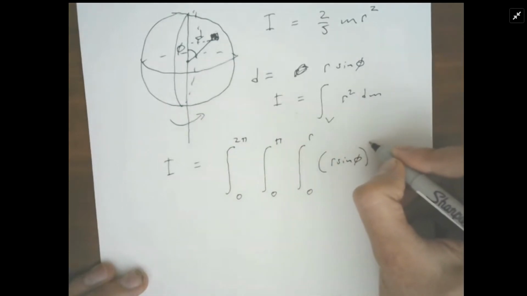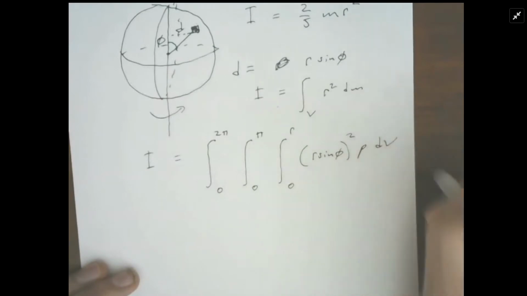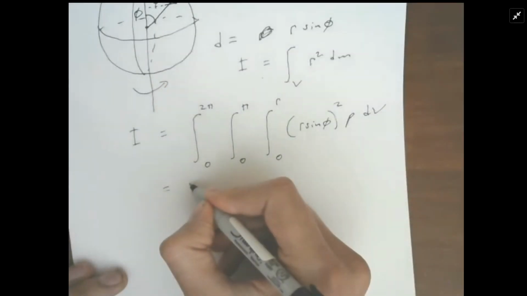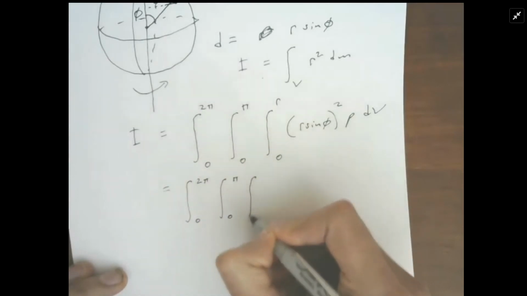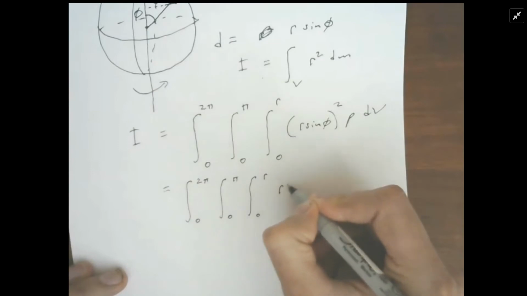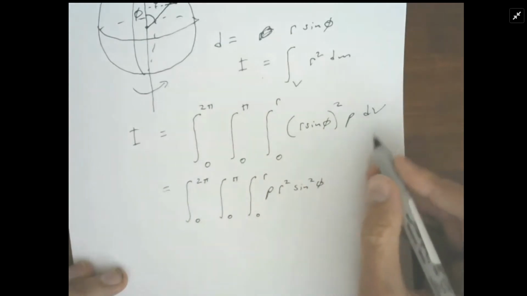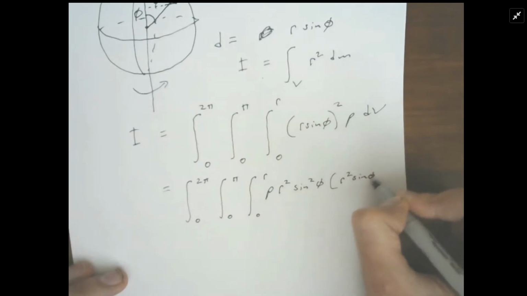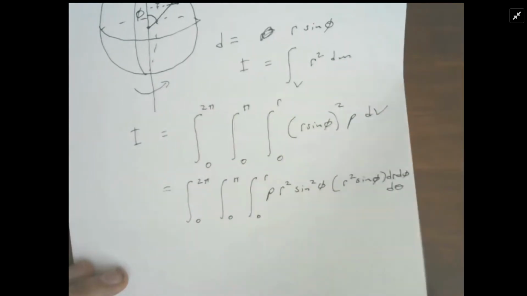So here my d is r sine phi, so I square that. And dm is rho dv, where rho is the density. So what I have here is the integral from 0 to 2 pi. And then dv is the Jacobian, which is r squared sine phi times dr d phi d theta. So that's my entire triple integral that I need to evaluate.